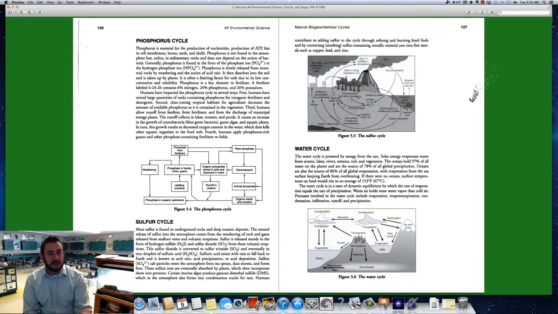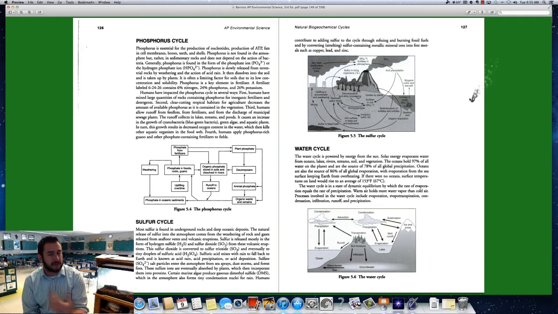It then dissolves in the soil and is taken up by plants, and it is often a limiting factor as far as plant growth if it's too low in concentration or insolubility. So phosphorus is the key element in fertilizer. It actually makes up 24% of fertilizers. So it's anything that's labeled 6, 24, 26. The 24 is phosphorus, 6 is nitrogen, and 26 is actually potassium. So it is a key component in fertilizers.